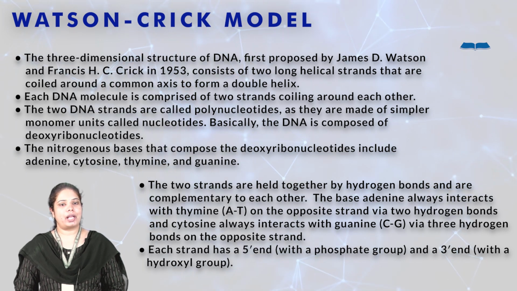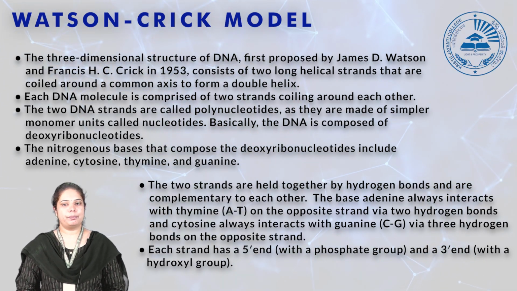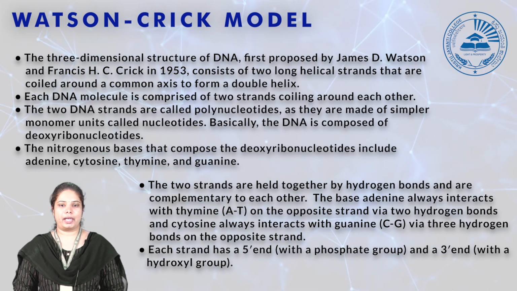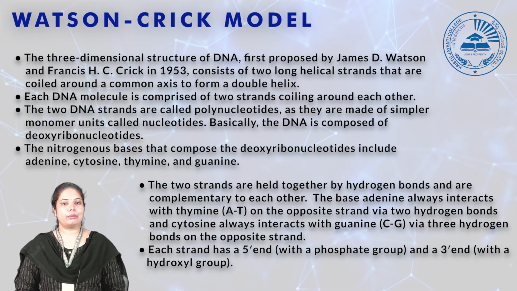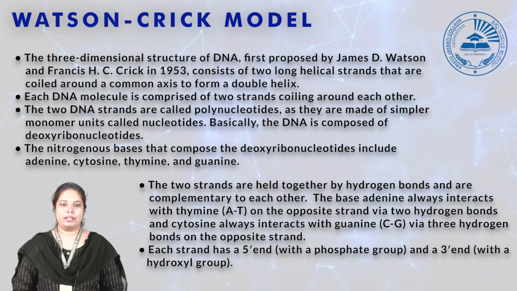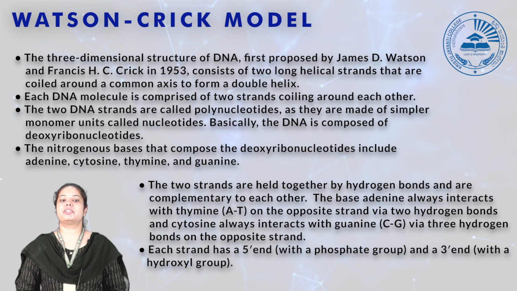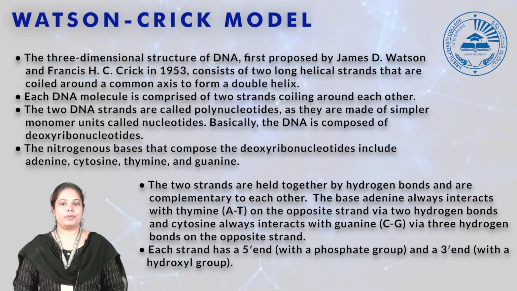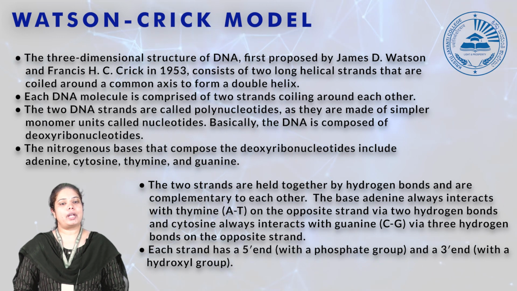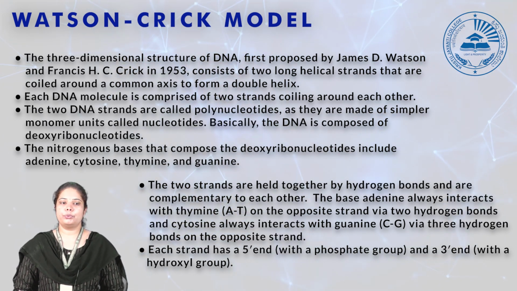The two DNA strands are called polynucleotides as they are made up of simple monomeric units called nucleotides. So the nucleotides included in the DNA include adenine, cytosine, thymine and guanine. And the ribose sugar which is present in the DNA structure is deoxyribose sugar. So we call these deoxyribonucleotides. The two strands are held together by hydrogen bonds and are complementary to each other.